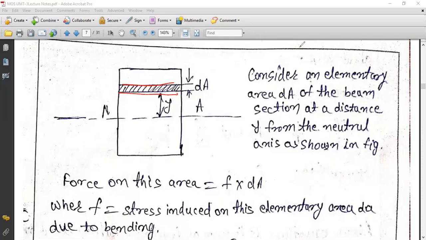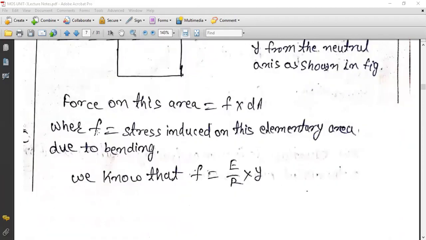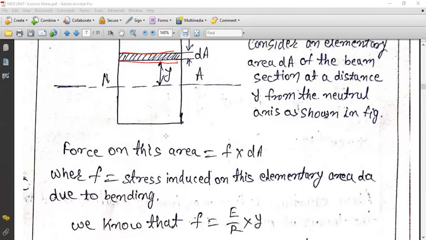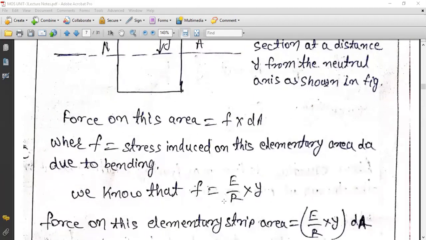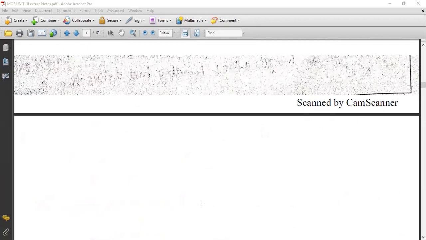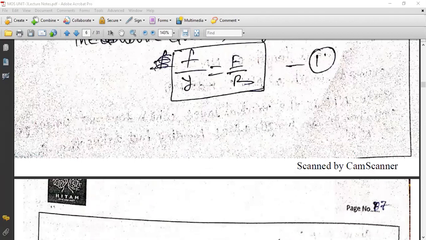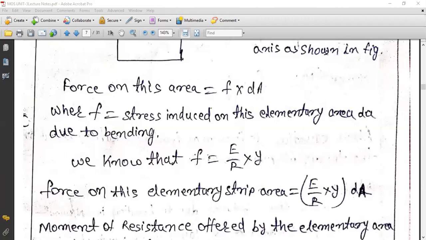So next, we are going to the next part, where F is the stress induced on the elementary area dA due to bending. And already you know from equation 1. What is equation 1? F is equal to y into E upon R. So here I am writing again, we know that F is equal to E upon R into y.